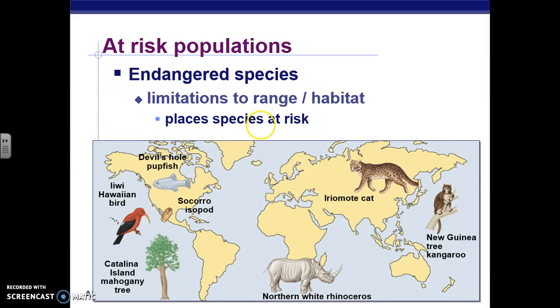Population ecologists also study endangered species, and often why species are considered endangered is that they have a limited habitat that they can live in. And if that habitat changes or gets destroyed, that puts that species at risk because they cannot adapt to a new environment. So examples of this are animals or species that live in the rainforest, and the destruction of the rainforest destroys their habitat, and since they're not adaptable to other habitats, you're placing that species at risk for extinction.